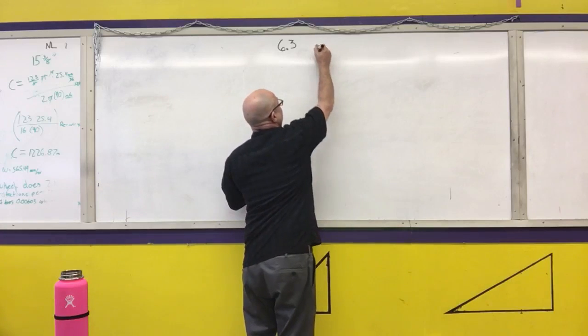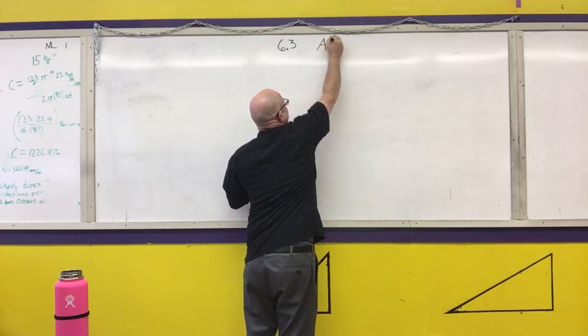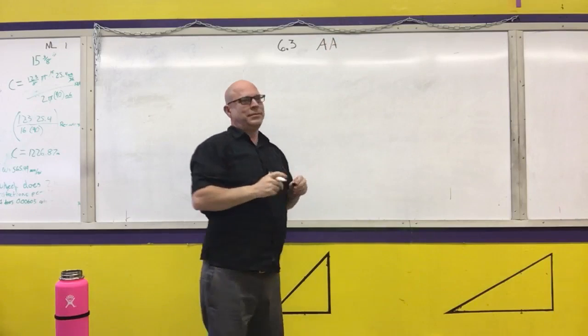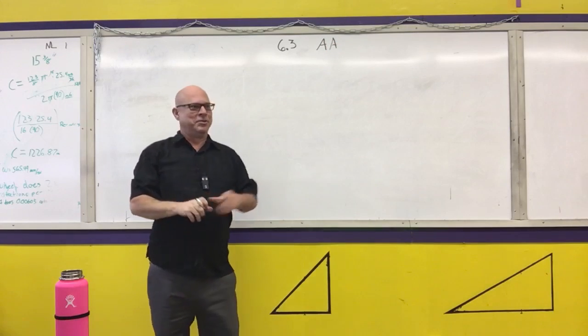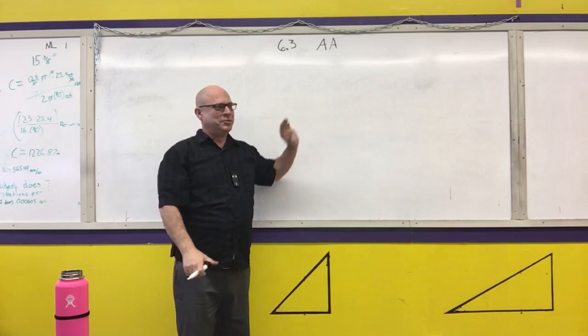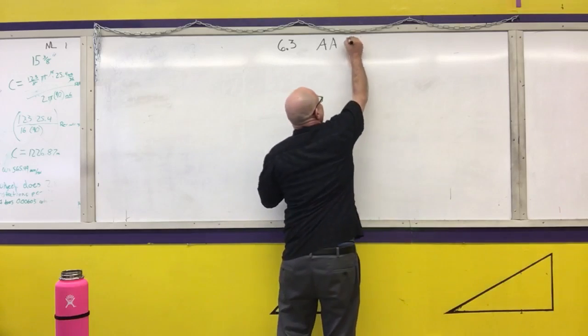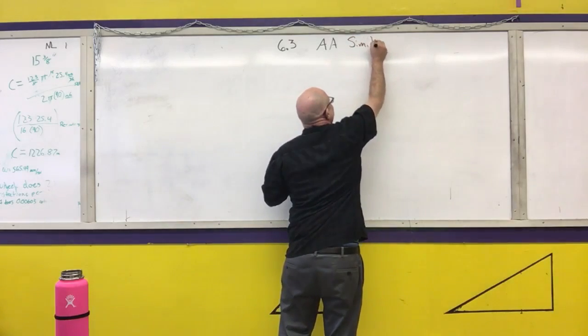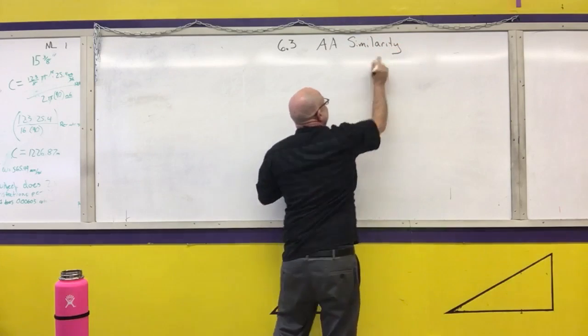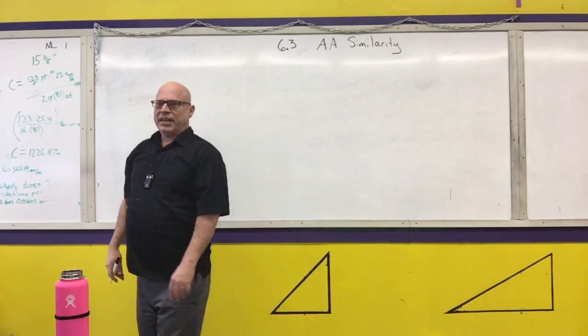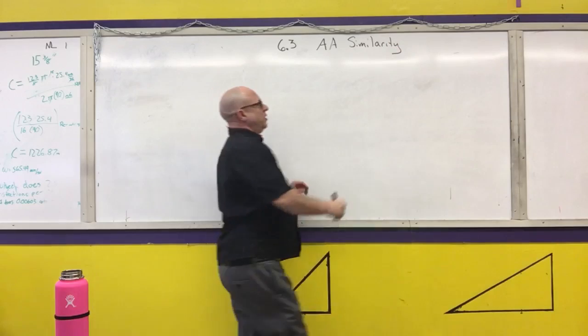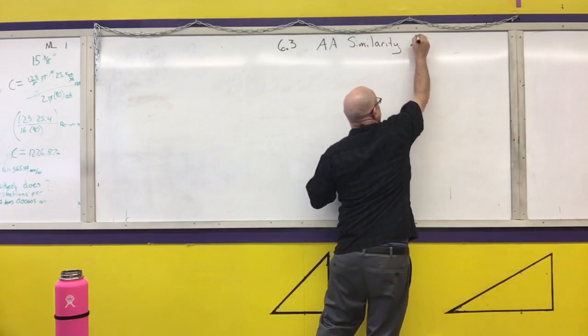We're going to talk about Angles Anonymous. Our AA, this is our 12-step program for doing similar triangles. So we're going to talk about angle-angle similarity, and this is with triangles.